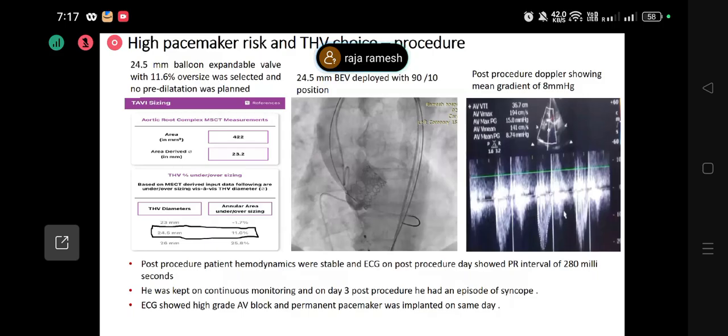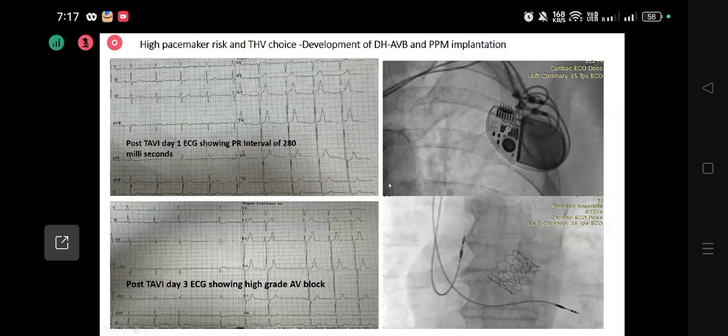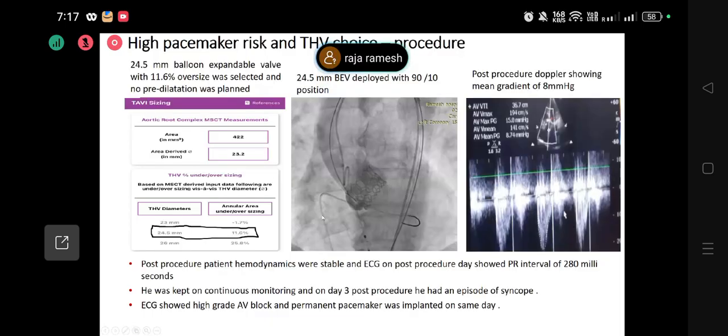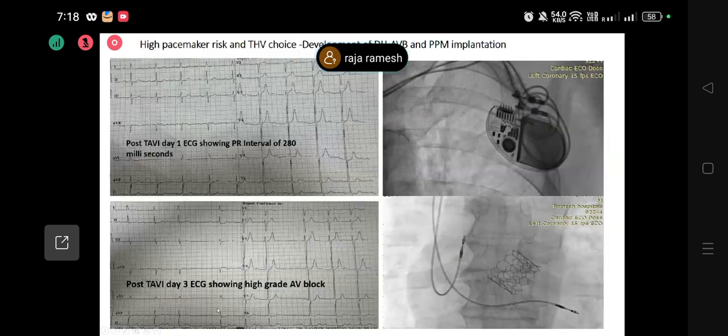And because of the high risk for pacemaker, in this patient we chose a balloon expandable valve with a high implantation, around 90-10%, with less oversizing. And post-op day 1 he is okay, but day 3 he developed an episode of syncope, and this is the ECG on day 3. We can see there is a high degree AV block. So in spite of choosing a balloon expandable valve and implanting at a higher depth, we still got the high grade AV block in this patient. So you end up having a pacemaker.